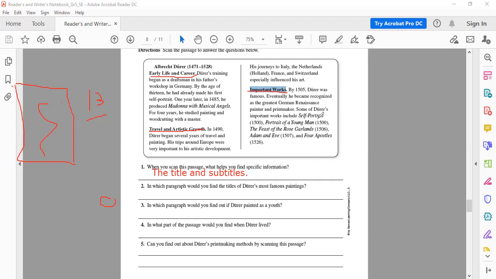Then it will be three because it's his important works. And in his important works, you can see the self-portrait, portrait of a young man, the Feast of the Rose. All of these are important works, so you will find it here. So number two will be in paragraph number three, the third paragraph.